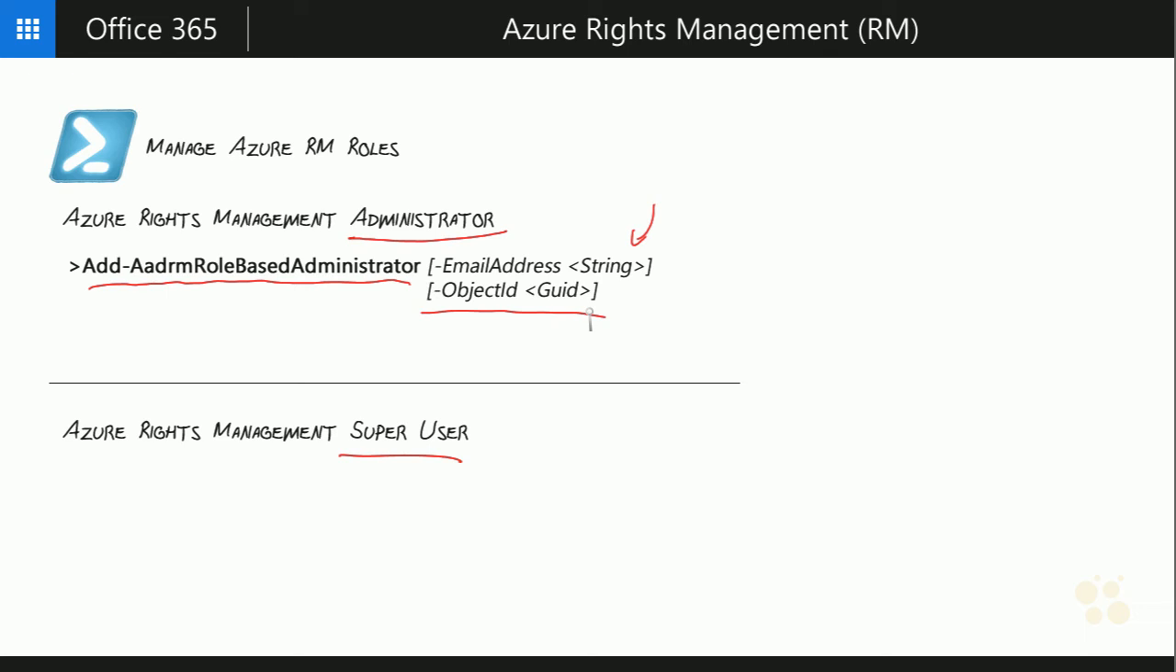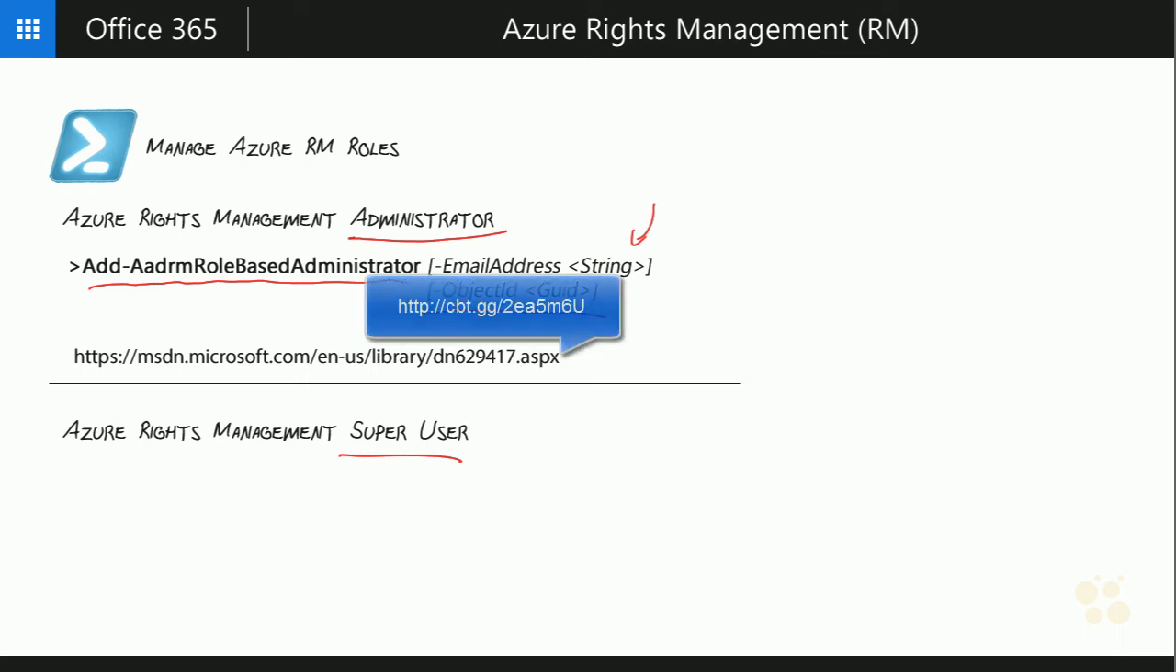So I will show you when we drop down to the command line how you can use both email address or how you can get the object ID of a security group and use that to update or add an administrator role. The full documentation for this command can be found right here at this URL. Go ahead and check it out. You can be asked various different things about the command on the exam, although the email address and the object ID are the two parameters that you really need to know.